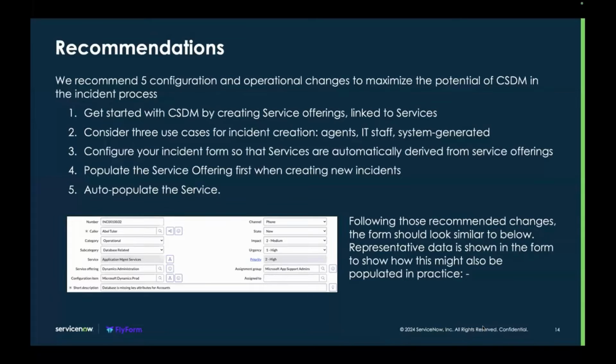repopulating the service offering first and deriving information from there, such as the service, so that, again, you're reducing the elements that you're entering, and also you're being contextually relevant, especially to the agent. So they're more likely, for example, to have an idea what the service offering is, working from that route. So let's dig in and see a little bit more of what this looks like in practice.